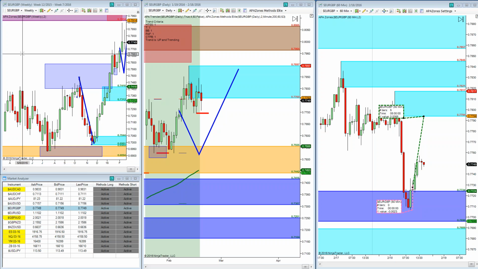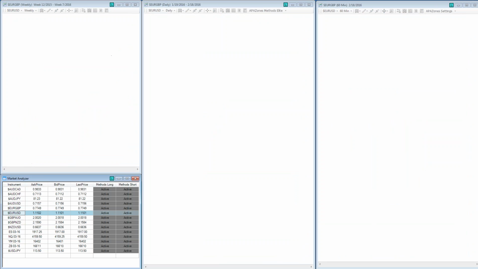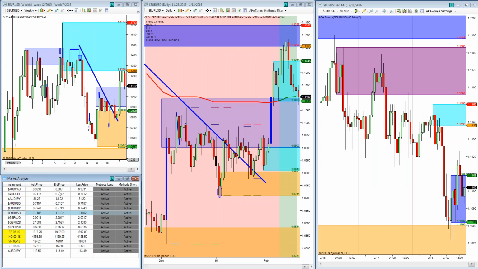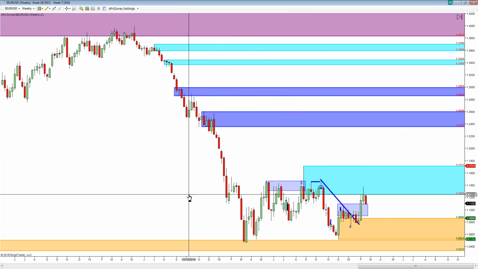All right. So we're at euro pound. All right. Let's go look at the euro dollar. All right. I like to blow my charts up. Give me a second here. All right. Here we are on the euro dollar.